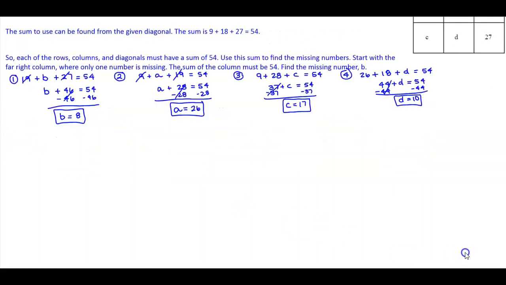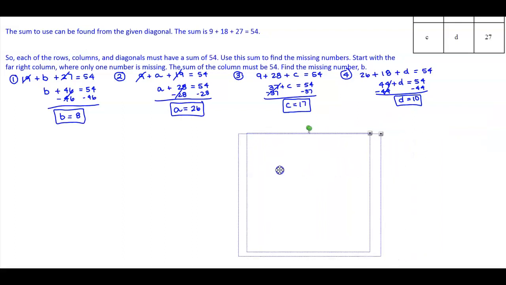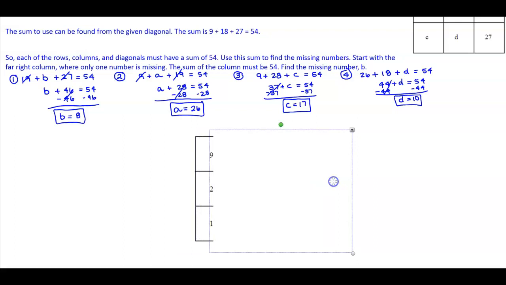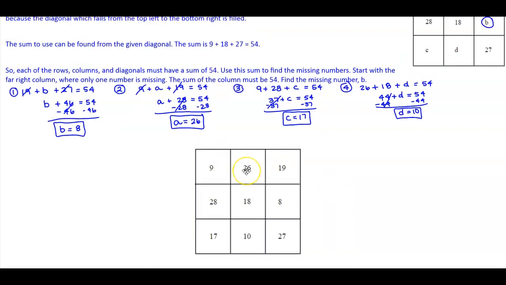Okay, so now let's take a look at the diagram here to make sure that we have this correct. Okay, so we have 9, the value of A is 26, 19. We have 28, 18, the value of B is 8. The value of C is 17, the value of D is 10, and then there is 27.